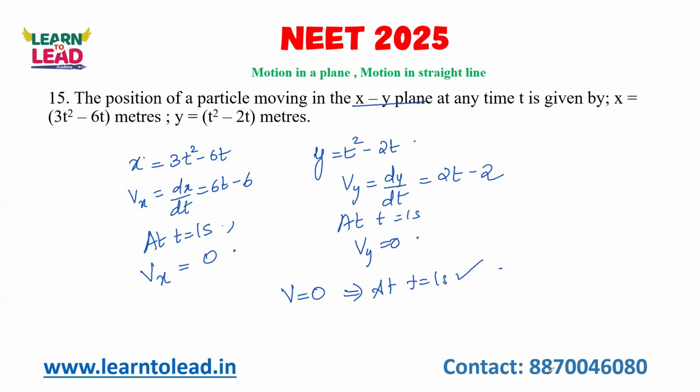I hope you all got some information regarding motion in a straight line and plane. I've covered a few of the concepts. You should know the basic concepts like the 4 equations of motion and the relationships between displacement, velocity and acceleration. Also try to cover the formulas. Try to learn the formulas based on horizontal as well as vertical projectile motion.